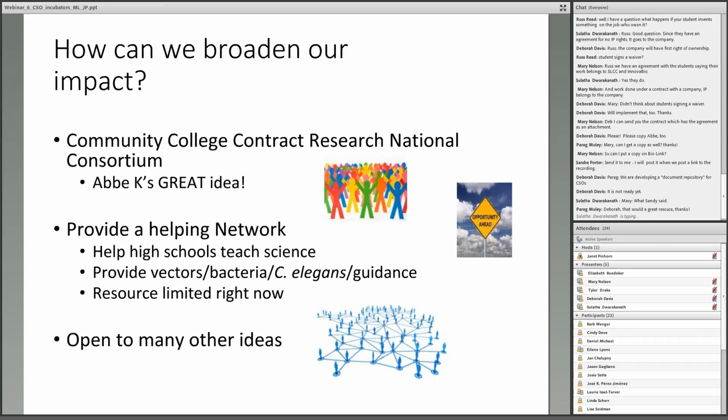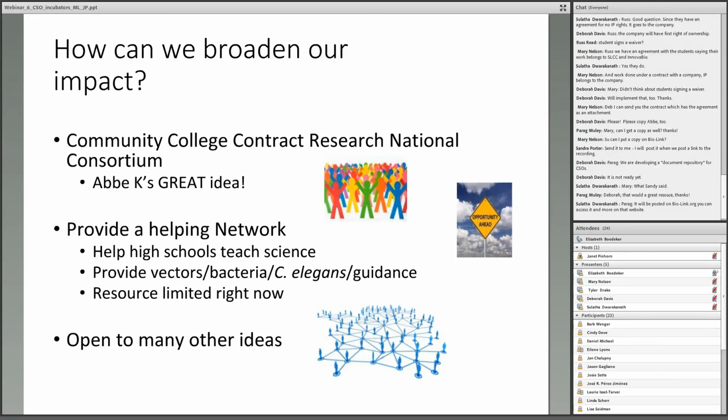And I'm always open to lots of other ideas on how we can broaden our impact, not just St. Louis Community College, but how the community colleges can play a bigger role in what's happening across the country now.